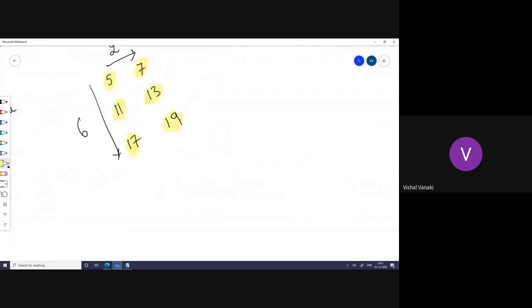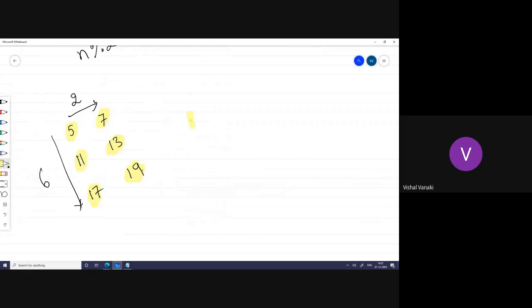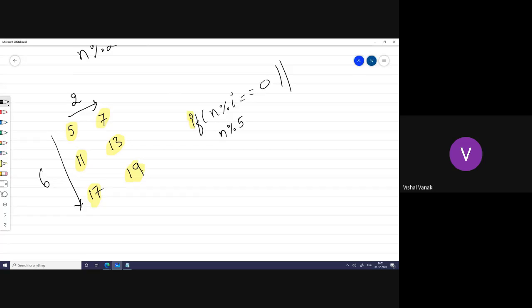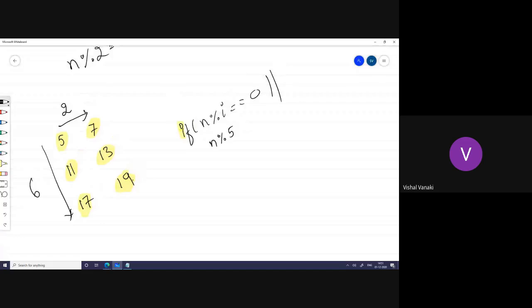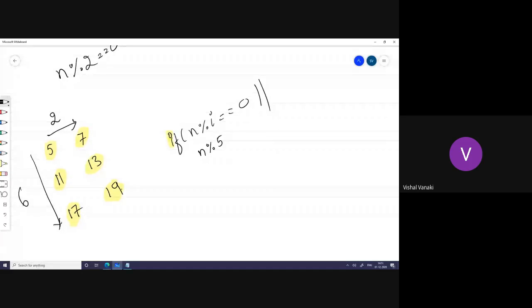So I am writing a condition here. If n mod I is equal to 0, right? Here, the first time you are checking n mod 5. We will also check n mod I plus 2 is equal to 0. So what is the second number? n mod 7. So you checked with 5 and you checked with 7.